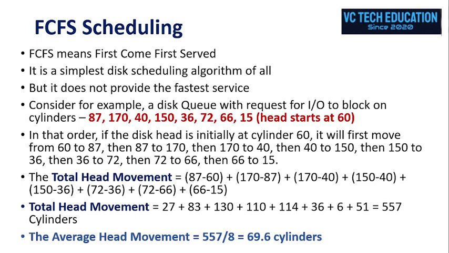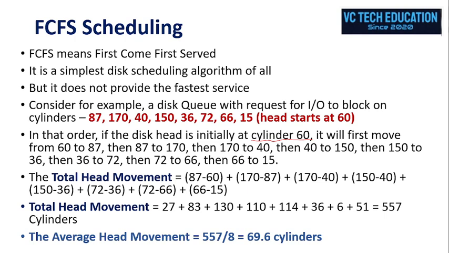Let's take an example. Consider a disk queue with requests for input output blocks on cylinders: 87, 170, 40, 150, 36, 72, 66, 15. The head starts at 60. Generally the head starts at 60, so on the circular cylinder, it will first move from 60 to 87.